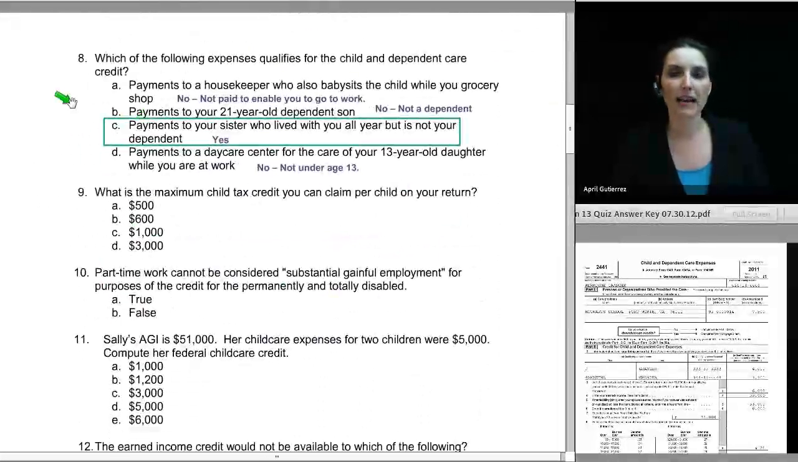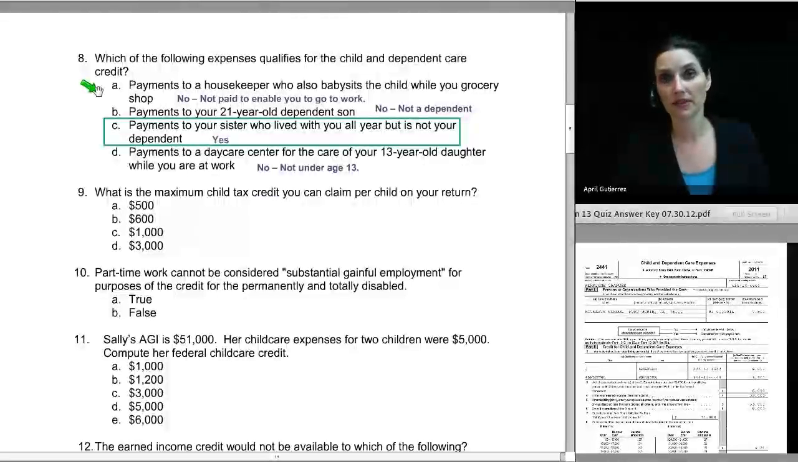The next question in line, number 8. Which of the following expenses qualifies for the child and dependent care credit? And we provide option A, payments to a housekeeper who also babysits the child while you are grocery shopping. Definitely not. The IRS even provides that somewhere in its examples or illustrations as a description of something that is simply not allowed. It's not allowed for 2 reasons.